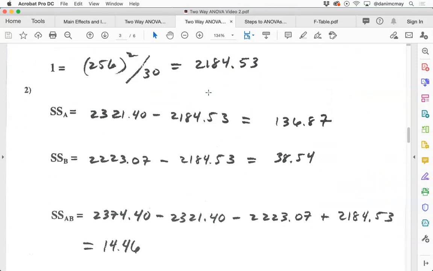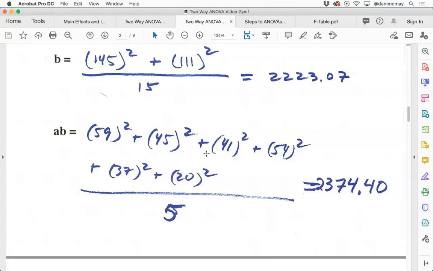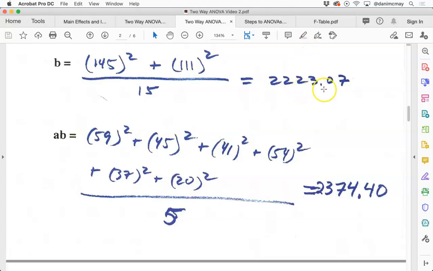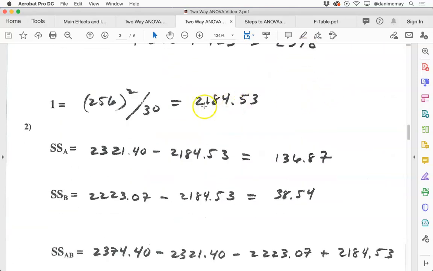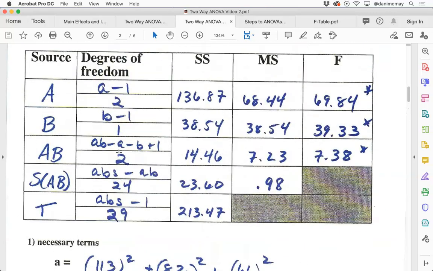Okay. All right, our sum of squares B is B minus 1. So our B value is 2223.07. The 1 value is 2184.53. And it's 38.54. And you put that in your source table. Okay. Your sum of squares AB is just like the degrees of freedom formula.